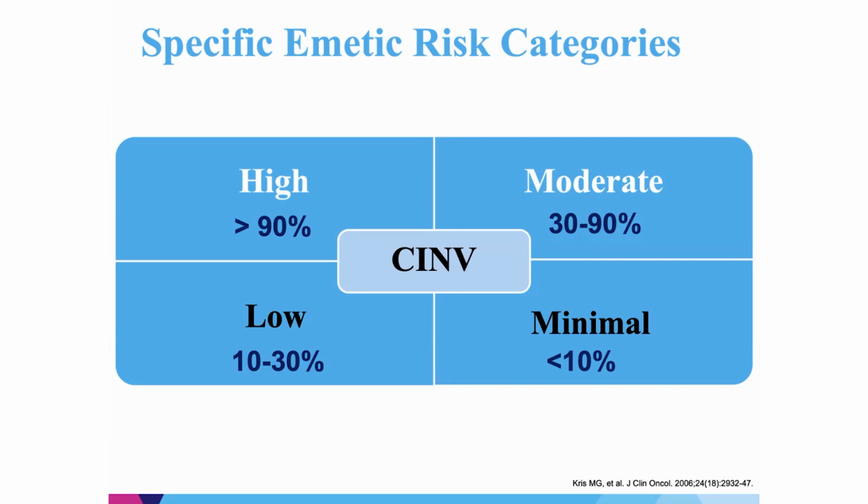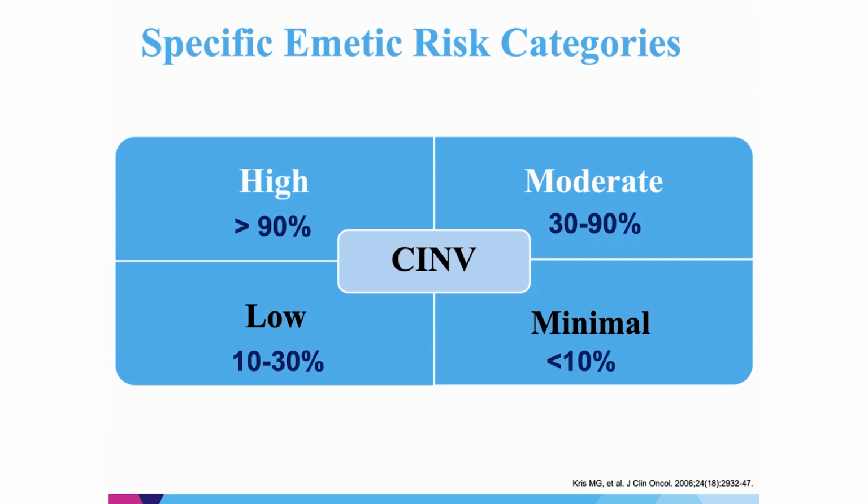And basically what we do is we divide medicines into 4 different categories based on their emetogenic risk. So if it's a drug that has a high emetogenic risk, it means that if I was to give that drug to 10 patients, 9 of those patients are going to have chemo-induced nausea and vomiting. In the moderate category, 3 to 9 of those 10 patients would have chemo-induced nausea and vomiting. And for low and minimal, the rates are obviously much lower.